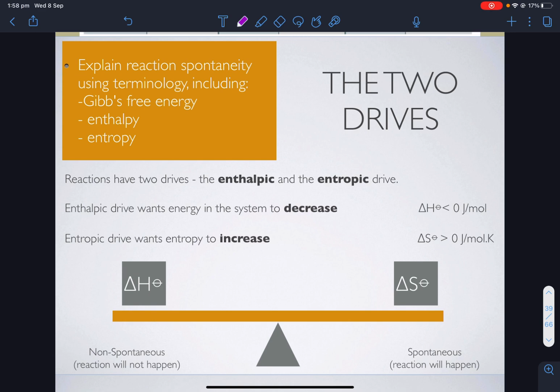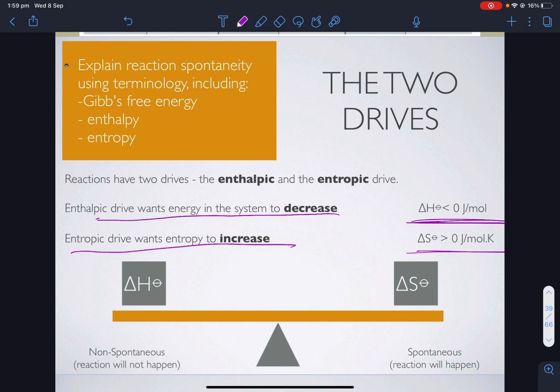Okay, so let's remember that there's two drives here. There's the enthalpic drive and the entropic drive. Enthalpy wants the energy in the system to decrease, so it wants a negative joules per mole or kilojoules per mole. And entropy wants to increase, so it wants to get greater than 0 joules per mole per Kelvin. I like to imagine them not battling against each other, but sometimes they can work together and sometimes they can work against each other.